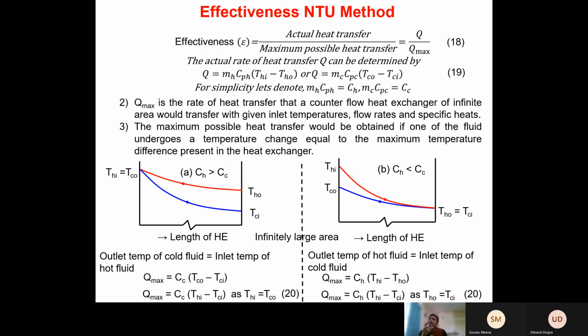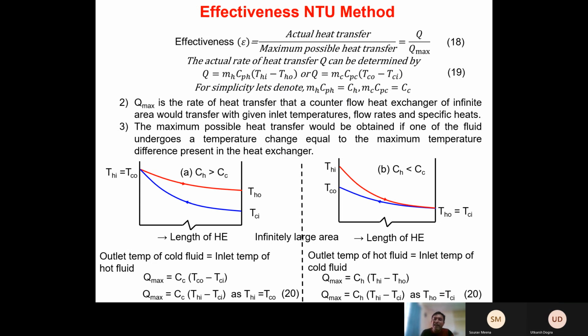Another physical interpretation of the Qmax is, if you are using a counter current flow heat exchanger, and I use an infinite area heat exchanger, that means all the resistances I have removed, isn't it? If I take infinite heat transfer area, all resistances I have eliminated, isn't it? Do you agree with me?